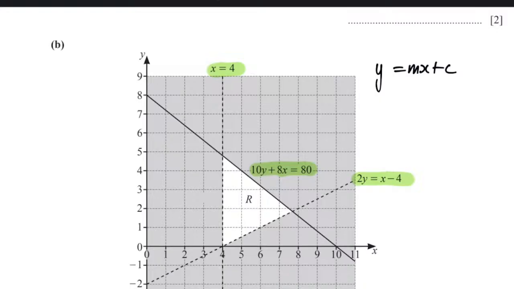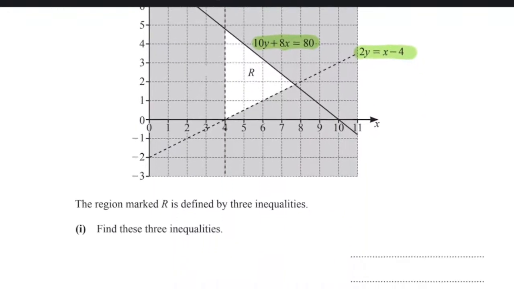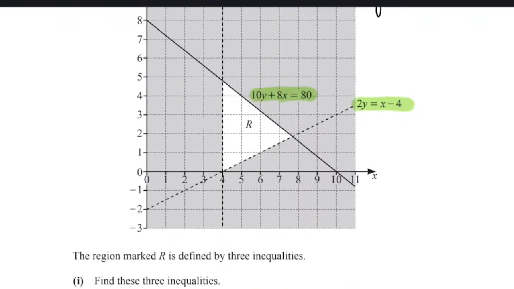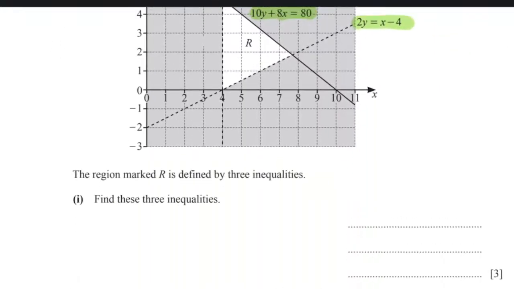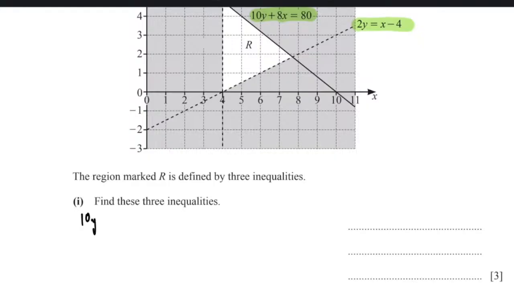So what you do is, listen, you have to change it to make it y is mx plus c. Okay? y is mx plus c. So let's do that. We change it. 10y plus 8x is equal to 80. We need y to be alone, so we're going to remove this 8x. We take it to the other side.